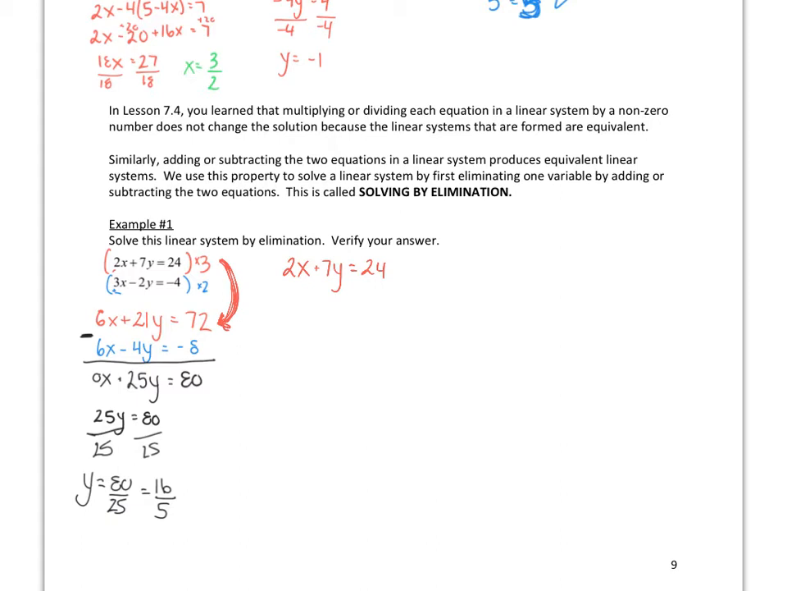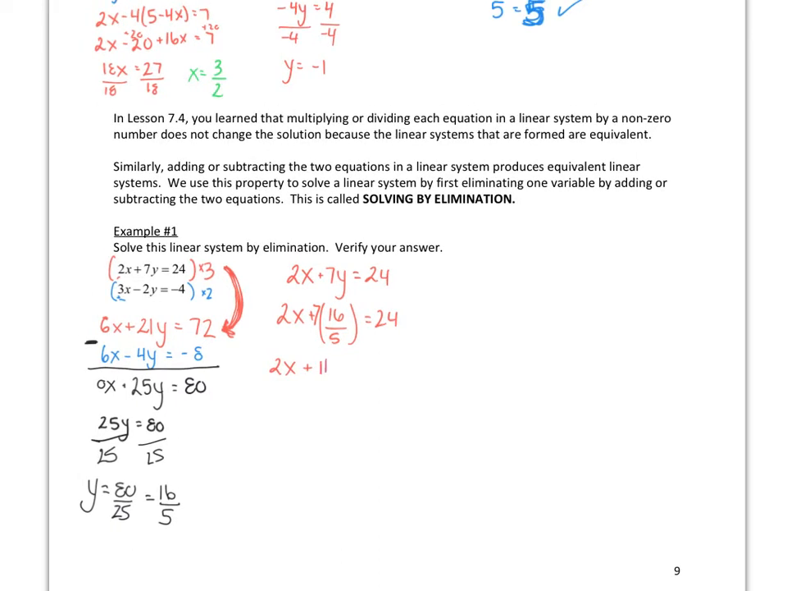All right, subbing in to solve for x. So 2x plus 7 times y, oopsie, we need the 7 out front, 16 over 5 is equal to 24. 2x plus 112 over 5 is equal to 24. Now I can continue and I can subtract 112 over 5 from both sides, and we're going to work with some fractions, or I can use that idea that I can multiply this whole thing by 5 to get rid of the fraction to start.